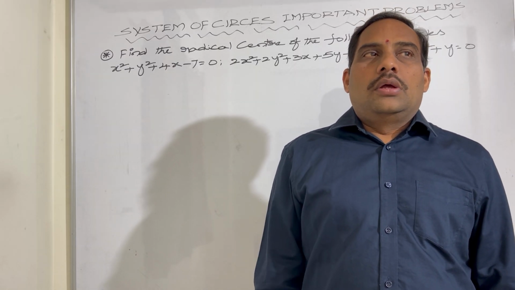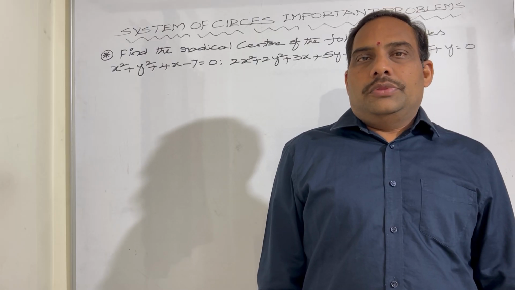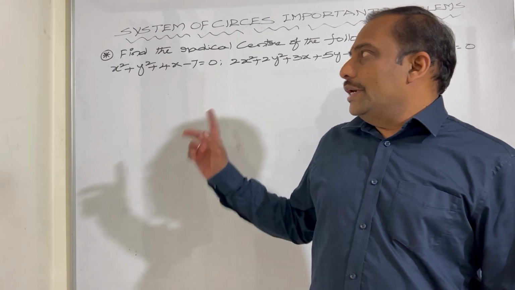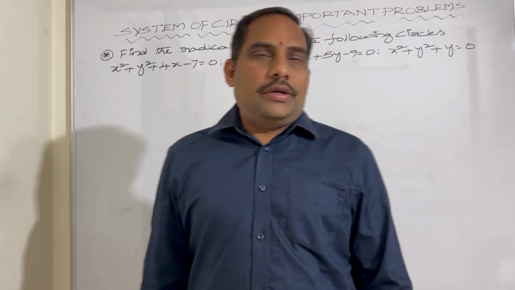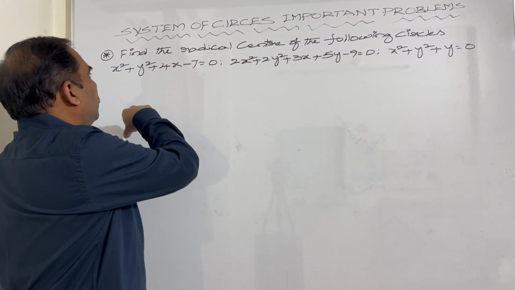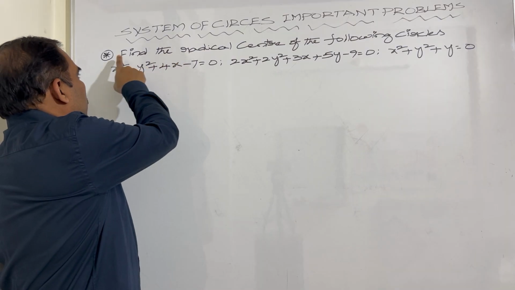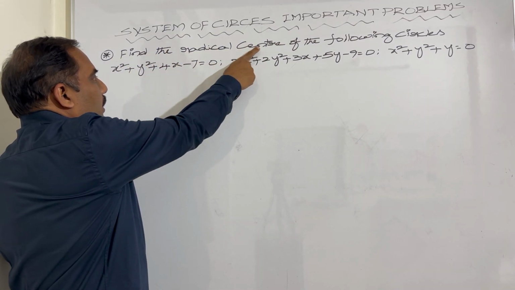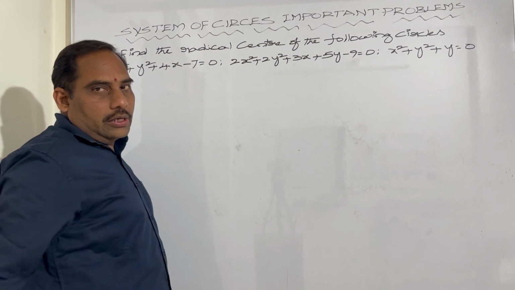In this, problem on the concept radical center. So how to find the radical center when the three circles are given. Here the three circles in the question: find the radical center of the following circles.